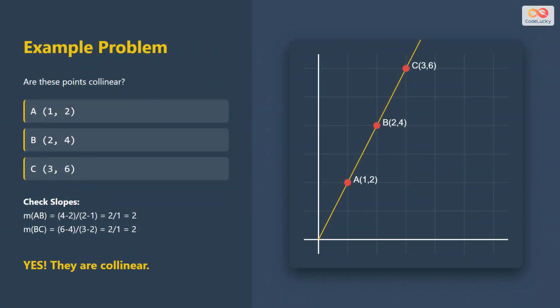Let us solve an example using coordinates. We have points A at (1, 2), B at (2, 4), and C at (3, 6). By calculating the slopes, we see that both segments have a slope of 2. Since the slopes are equal, the points are collinear.